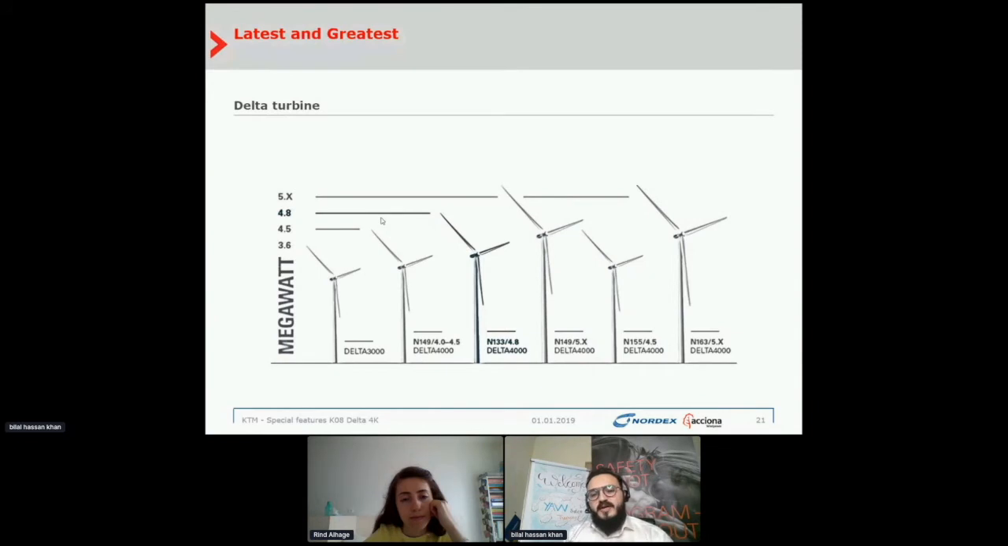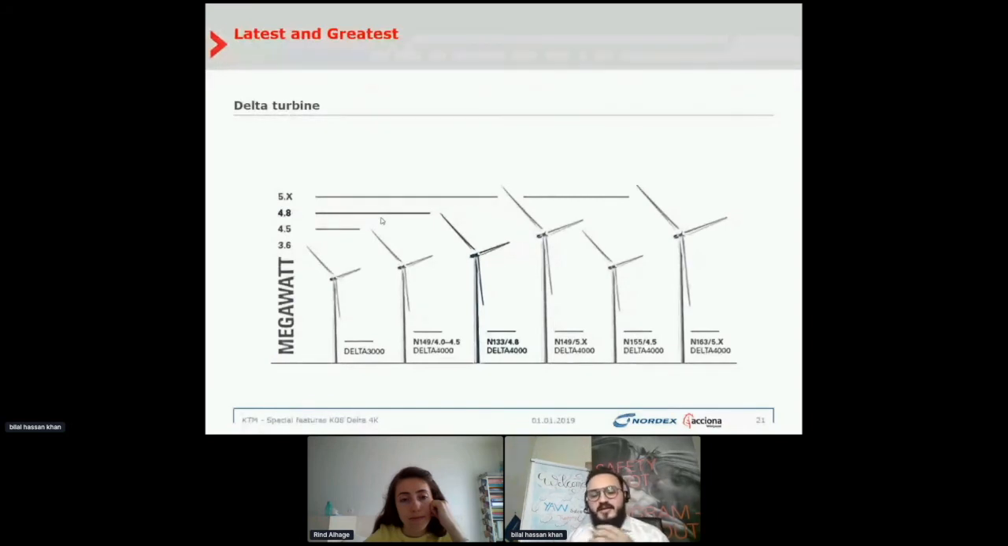As I mentioned, Nordex has created many different kinds of products, but in today's market we are offering just two products right now, because most of them have become obsolete, as they were working on the old technology. But now we have a new technology, and these two products are the Delta 3000 model and the Delta 4000 model. The Delta 4000 is the newest model.